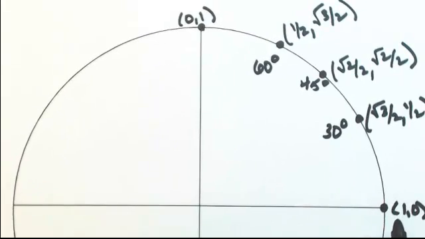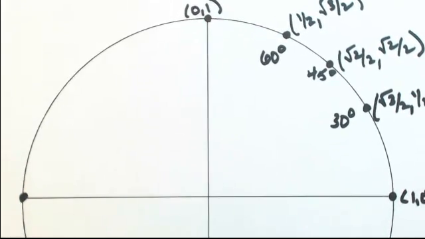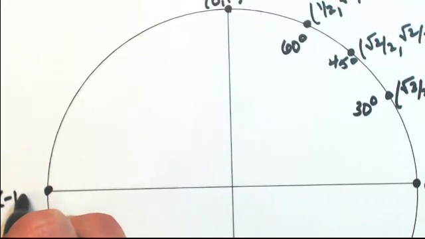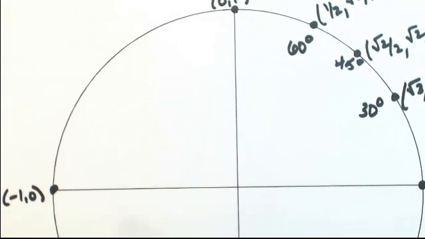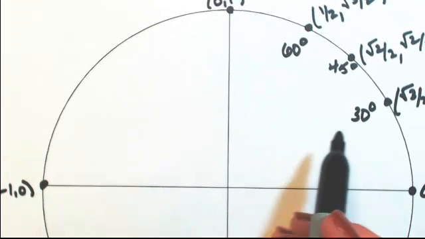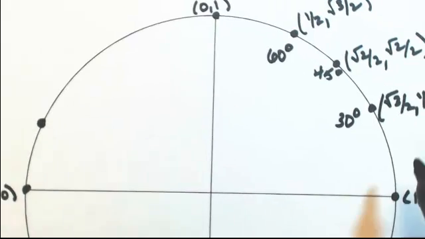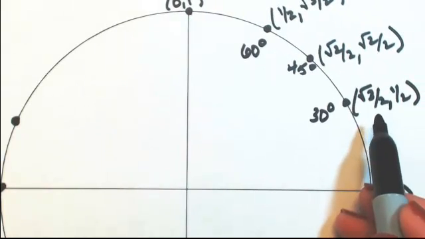So let me start with the right side here at 1, 0. On the left side, that would just become negative 1, 0. So that means all the x's are going to be opposite, and the y's will just stay the same. So with this 30 degrees reflected, we're going to have negative square root of 3 over 2, 1/2.